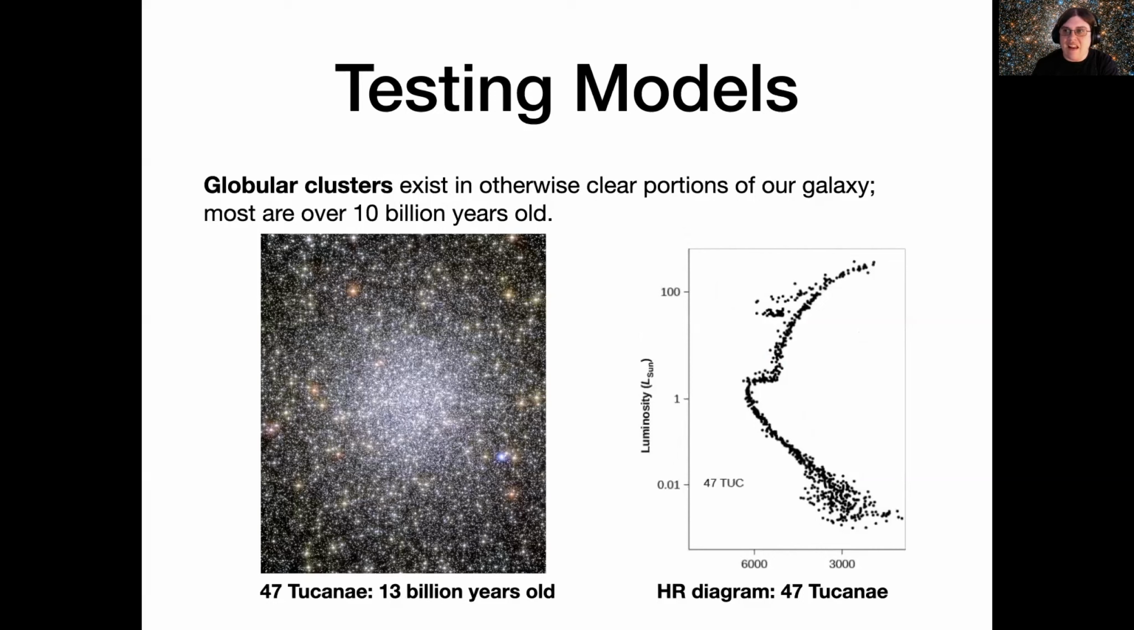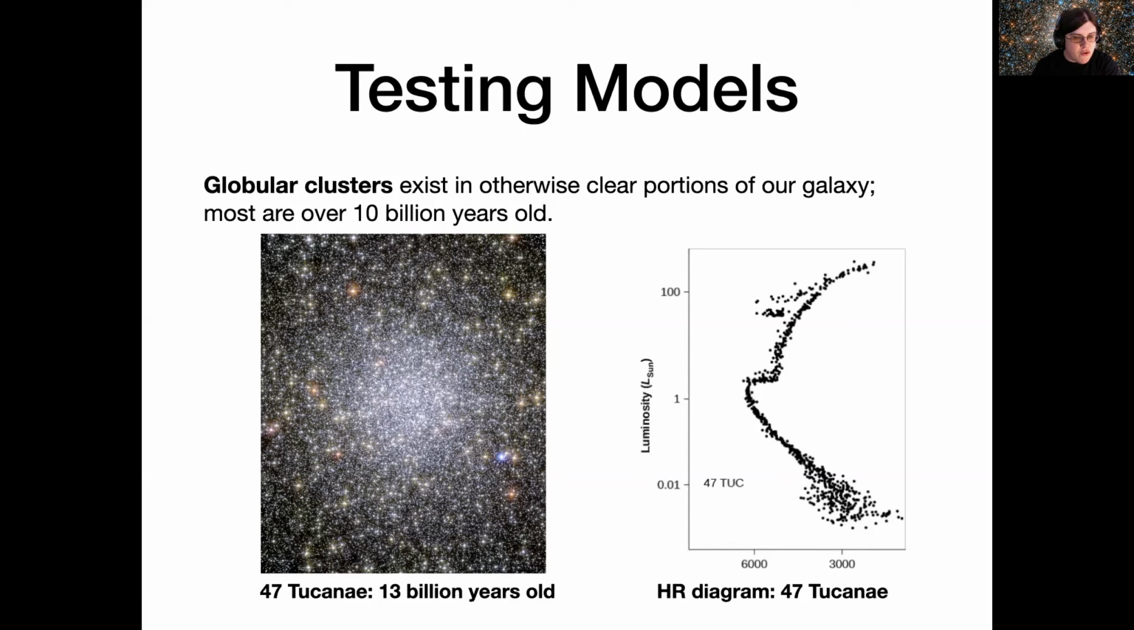But there's a second kind of cluster. We're going to talk more about these as we get to galaxies. These are globular clusters. Unlike open clusters, which kind of live in the plane of the galaxy with lots of other stars around them, globulars, like the one in my background, are in otherwise pretty clear portions of our galaxy, and many of them are really old, older than our sun. They're some of the oldest things we have in our galaxy. And we know that because we plot their HR diagrams.